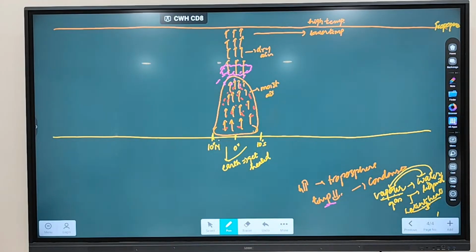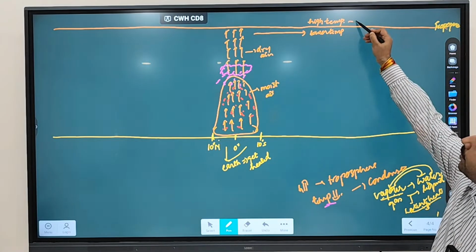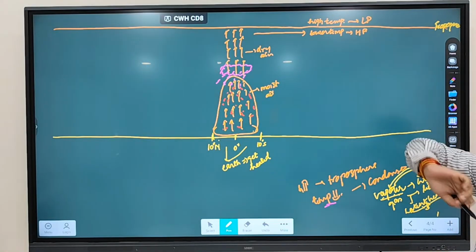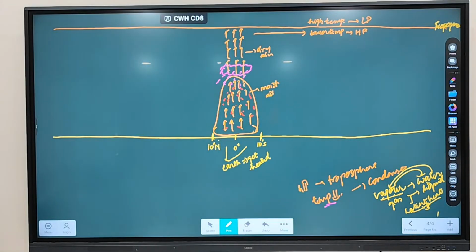When higher temperature is there, then what will form? Low pressure. And lower temperature is there, so which pressure will form? High pressure. Lower temperature means condensation is happening, so high pressure is going to form, and high temperature means expansion and heating will happen, so low pressure is going to be formed. Clear?